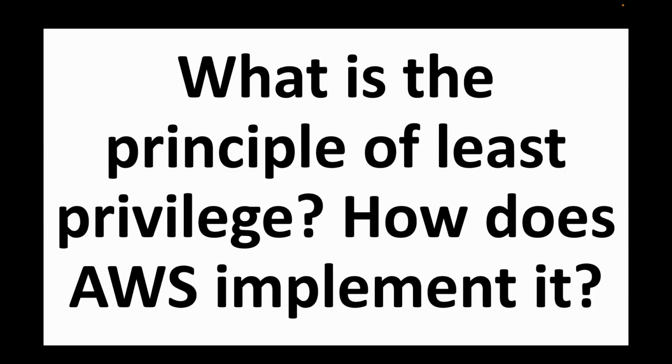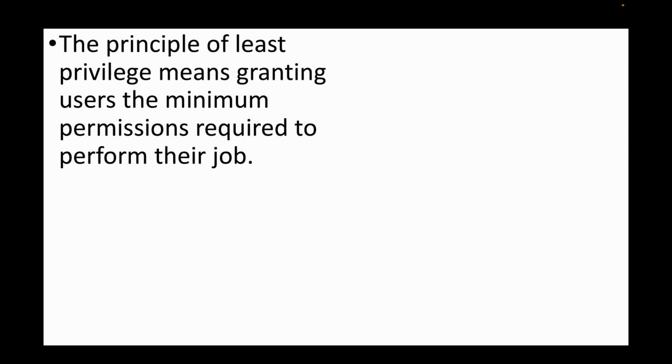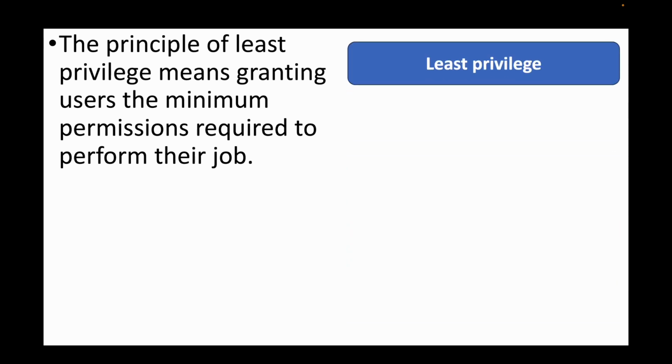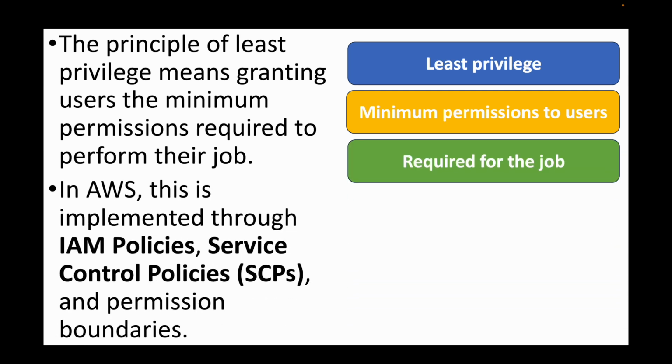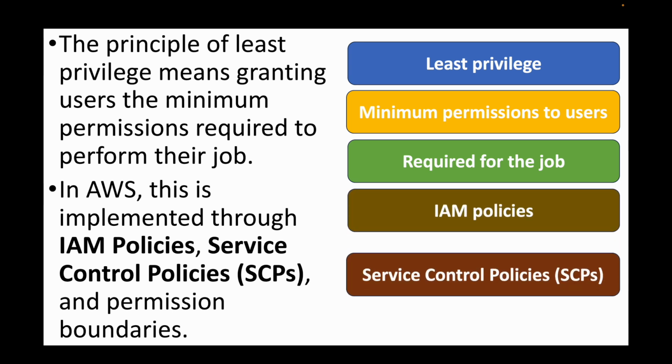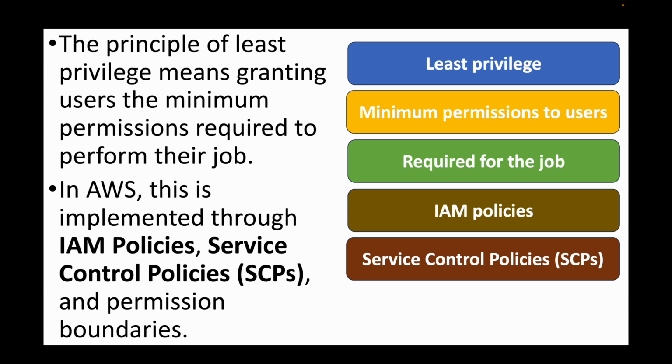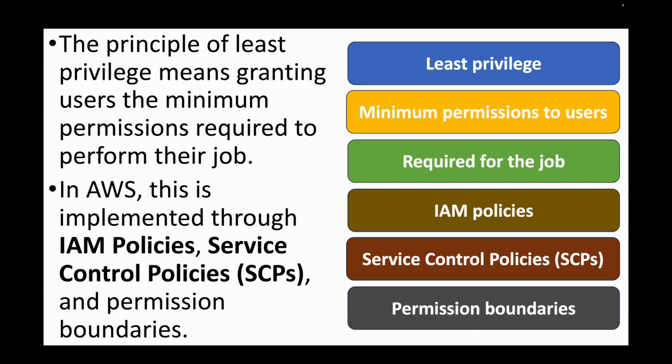The next question we have is, what is the principle of least privilege and how does AWS implement it? Like I said, the principle of least privilege ensures that users and services are only granted the permissions that they need. So basically, the minimum permissions will be granted. This can be achieved by making use of IAM policies, service control policies, also known as SCPs, and permission boundaries. This approach will help you minimize security risks by restricting any unnecessary access. So you're only giving the bare minimum access that is needed for the user to do their job.